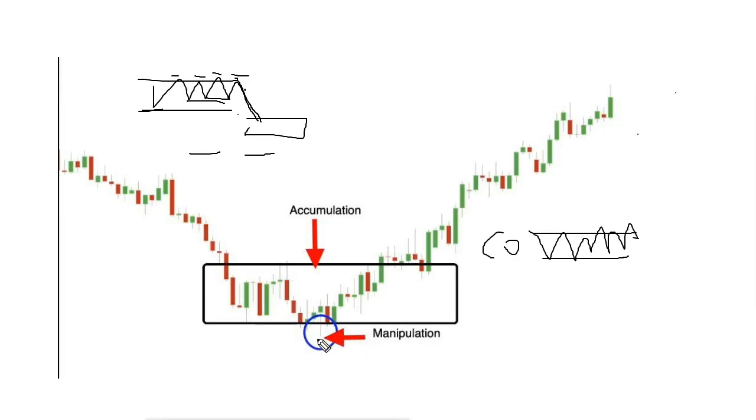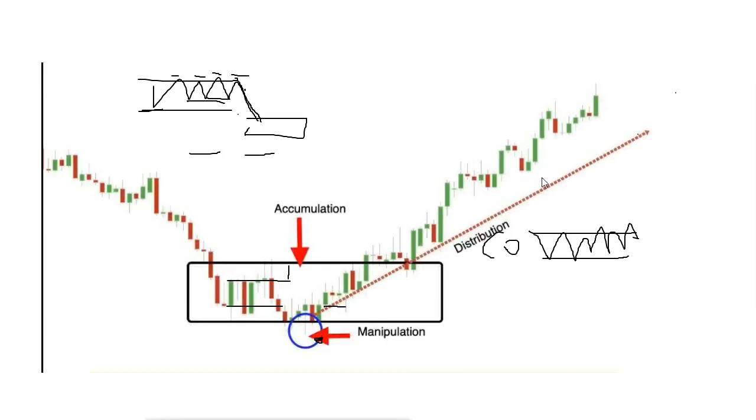So this is an example of it. Look at it there. After this one, this is our manipulation. You can see they are not breaking, they are not breaking. What they did, they sold and took out the liquidity here. This is your manipulation, right? You can see that after they did this, they closed back inside the range. Your entry is going to be after this order block here. Once they close above it, this is your manipulation.